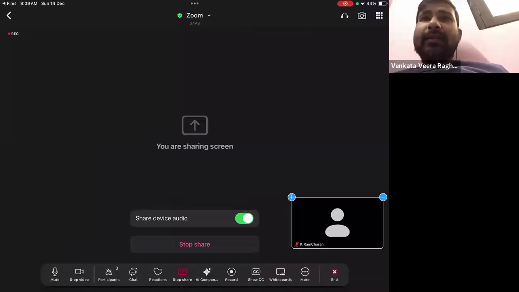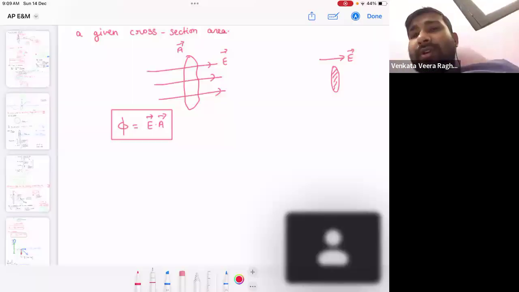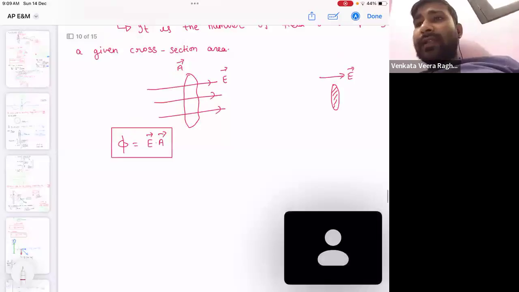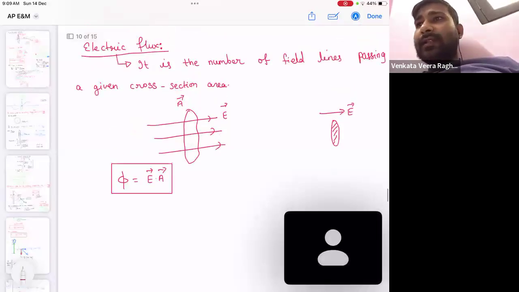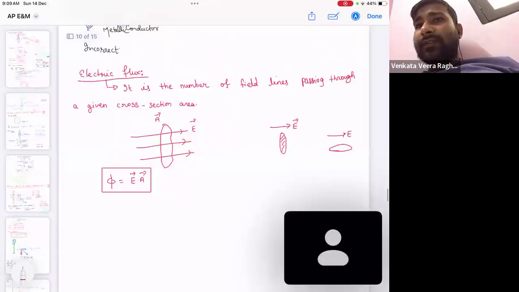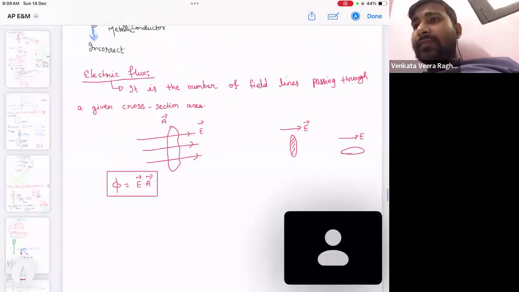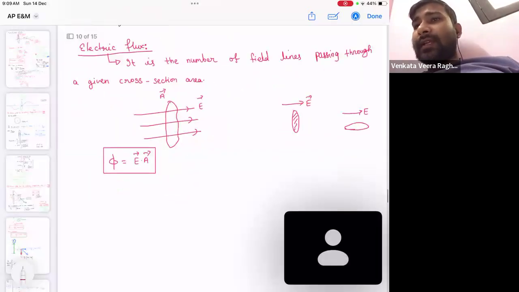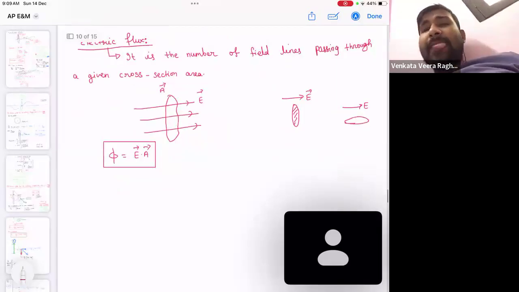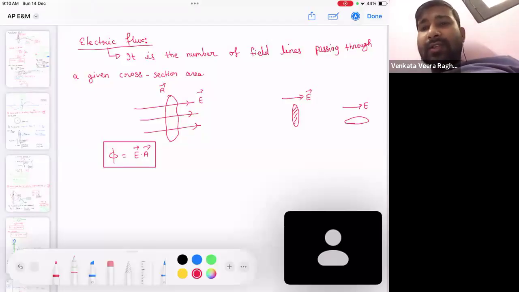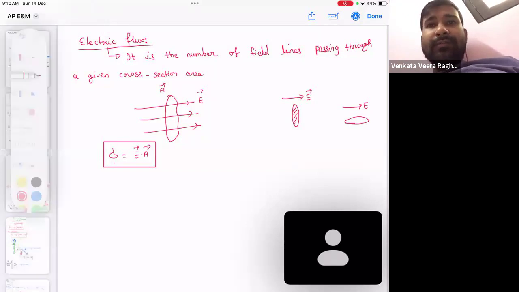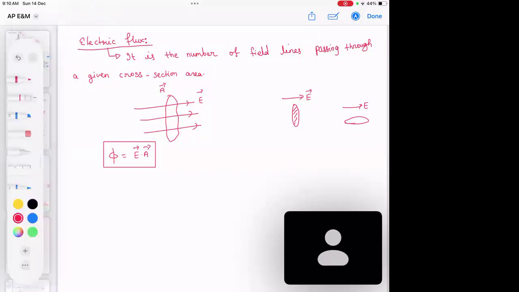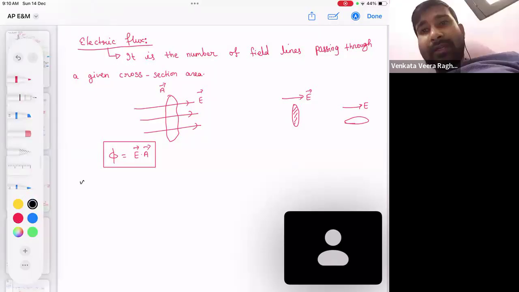Right. So let's take it now. See, dot product of electric field and area vector, that is called the flux. Okay. So if we want to calculate the flux, we will need the electric field vector and we will need the area vector. And one important thing, what is the direction of the area vector? Always perpendicular to the cross section. Okay. So just keep in mind, area vector is what?